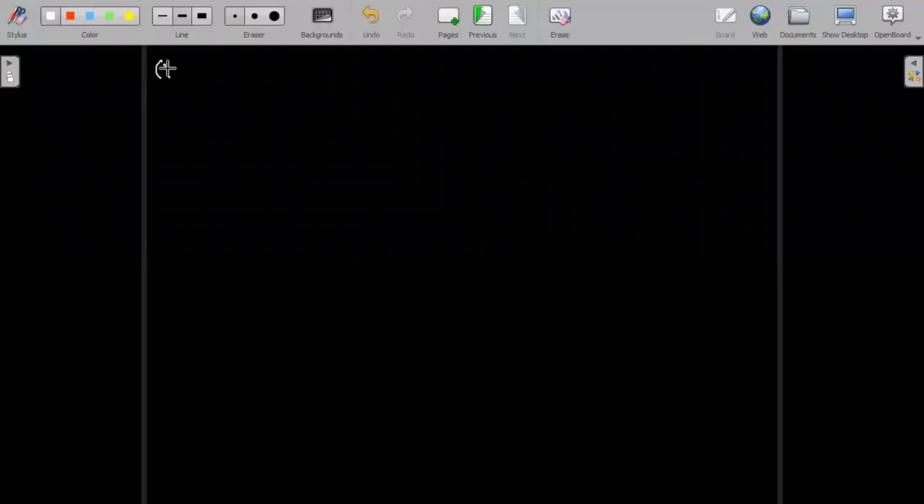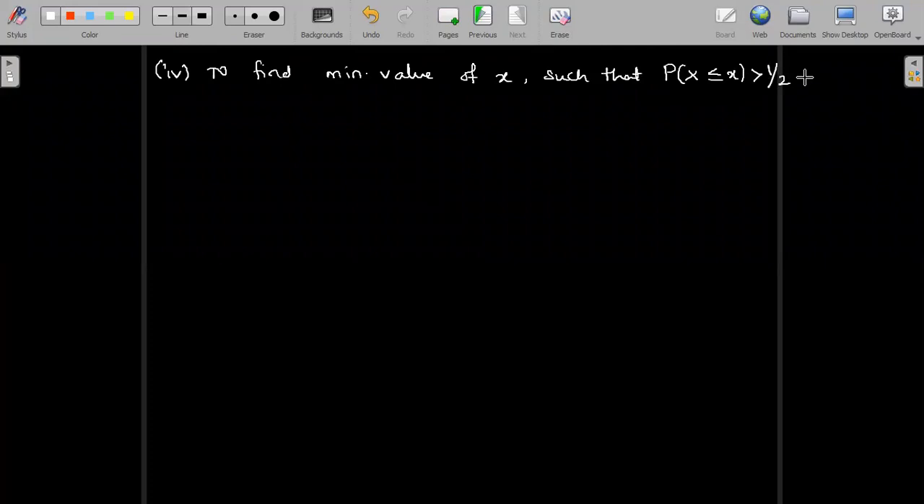So the last part of the problem is to find the minimum value of x such that probability of X less than or equal to x is greater than half. Probability of capital X less than or equal to any value of x that we have to start with should be greater than half. So let us find this one by one.